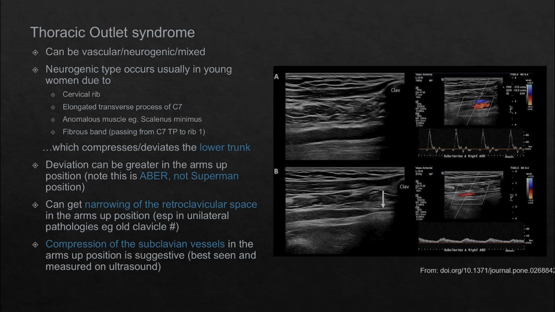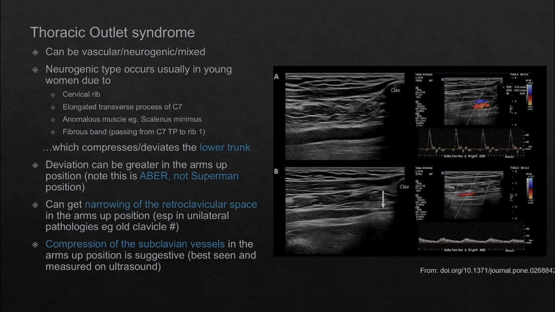And this can be either pale fingers, in which case it's a vascular type thoracic outlet obstruction, tingling fingers and weakness, in which case it is a neurogenic type, or a mixed vascular and neurogenic symptoms type. The neurogenic type usually occurs in young women, and it can be associated with a structural abnormality in the thoracic outlet.